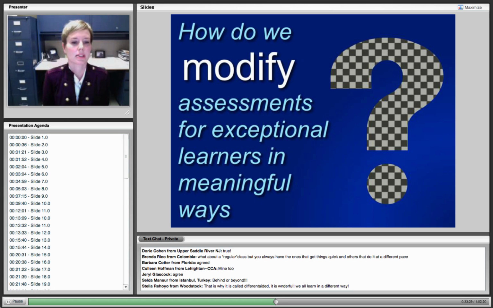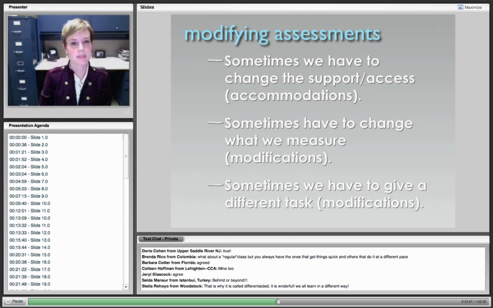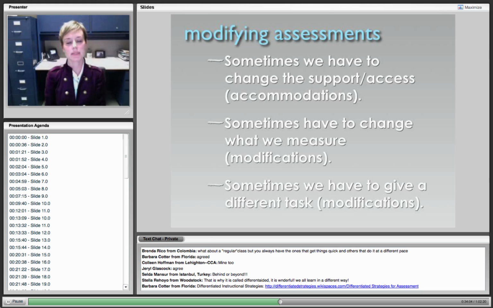How do we change our assessments for exceptional learners in ways that are meaningful? And I am focusing more on students who are struggling, but I love that you are bringing in those students who are needing differentiated instruction and assessment because they are beyond. So sometimes when we modify assessments, we have to change the type of support. We have to change the way that we help students access the assessments. We provide accommodations so that they can have this access. Sometimes we have the same task, the same assessment, but we have to change a little bit about what we're measuring within that assessment. And Barbara has listed some, or given us a link to, differentiated instructional strategies. That's great.